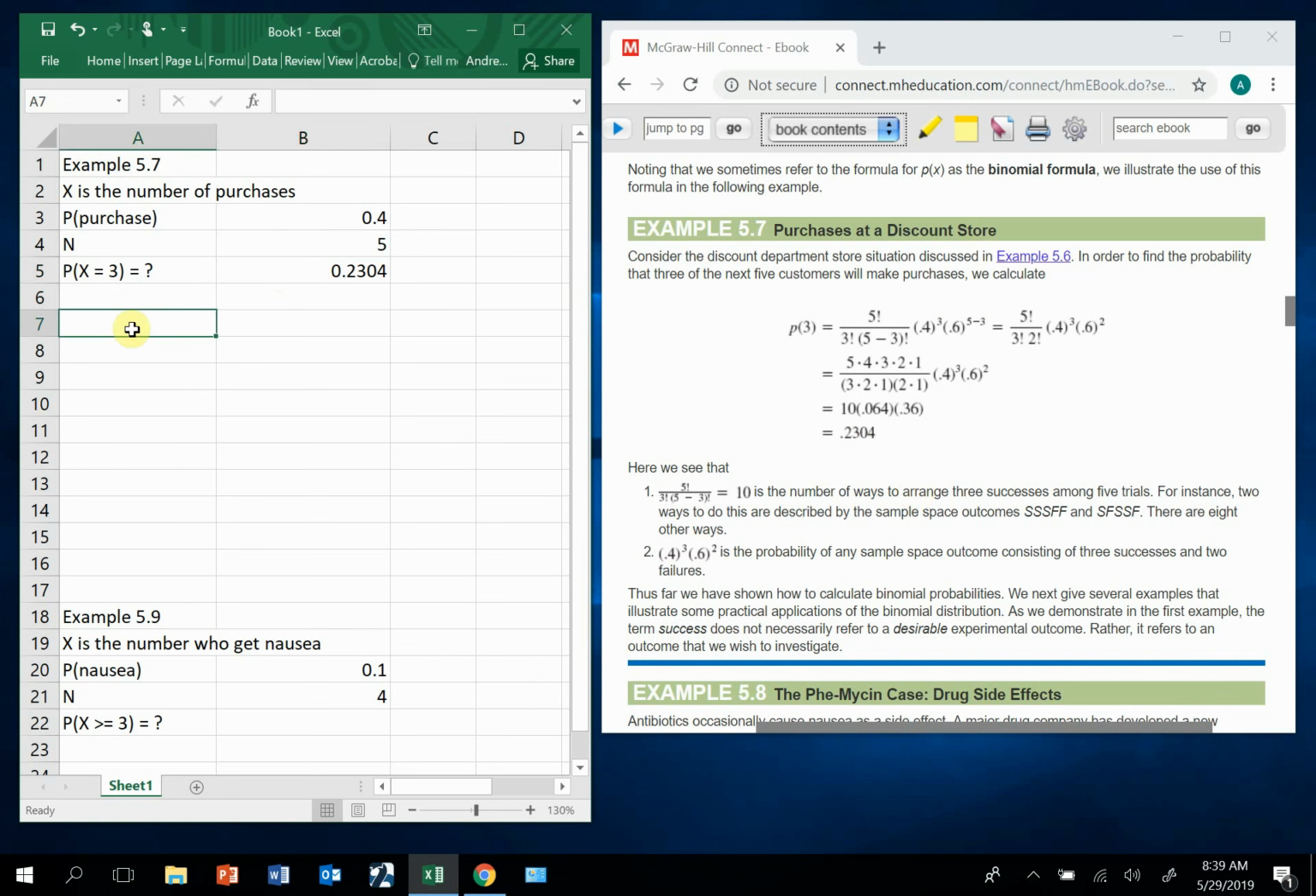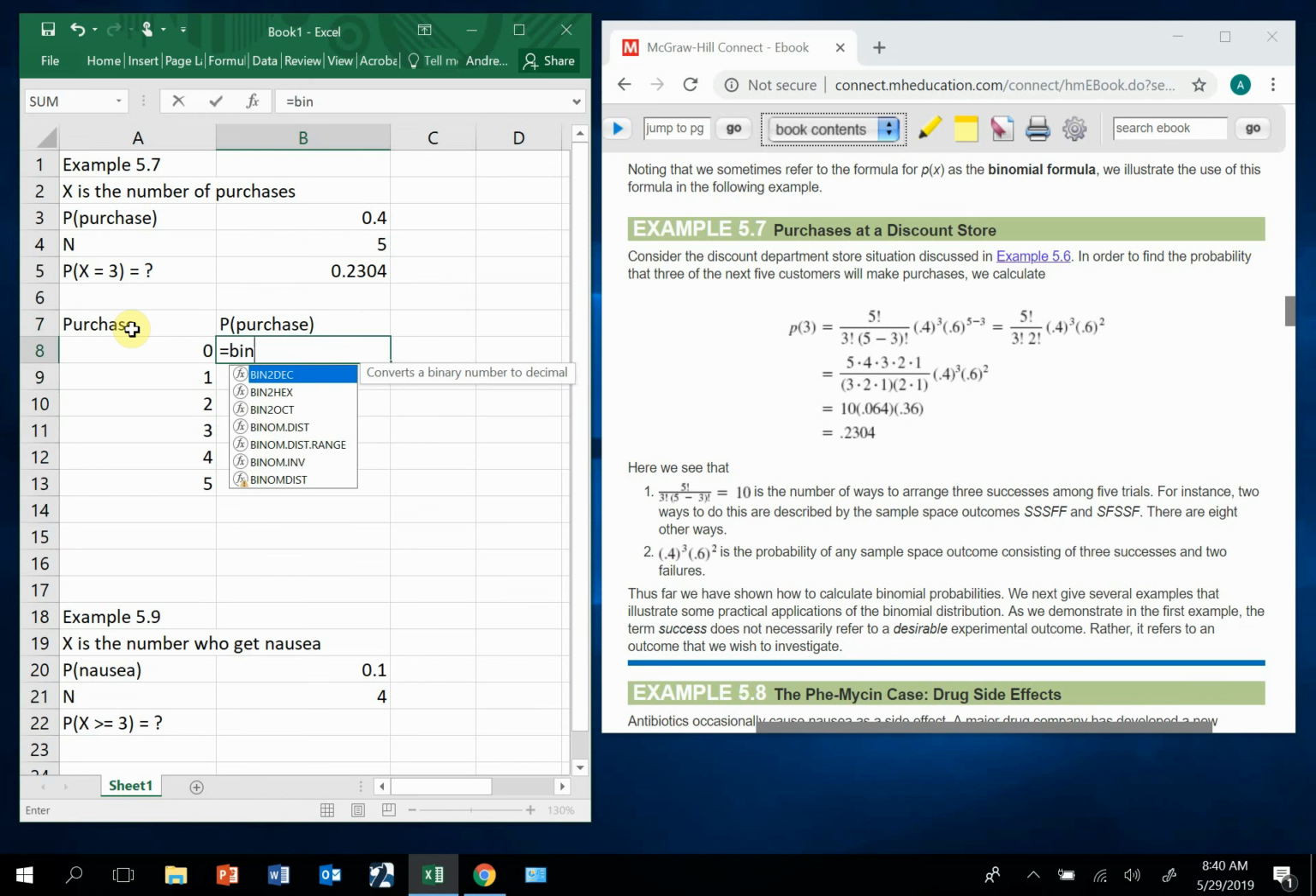Let me just show you another way to do it. So if you have 5 purchases, here's the purchase. If you have 5 people come in, you can either have 0 purchases, 1, 2, 3, 4, or 5. The probability of that purchase, probability of this many successes out of this, I'm going to put some dollar signs around this because I'm going to copy it down.